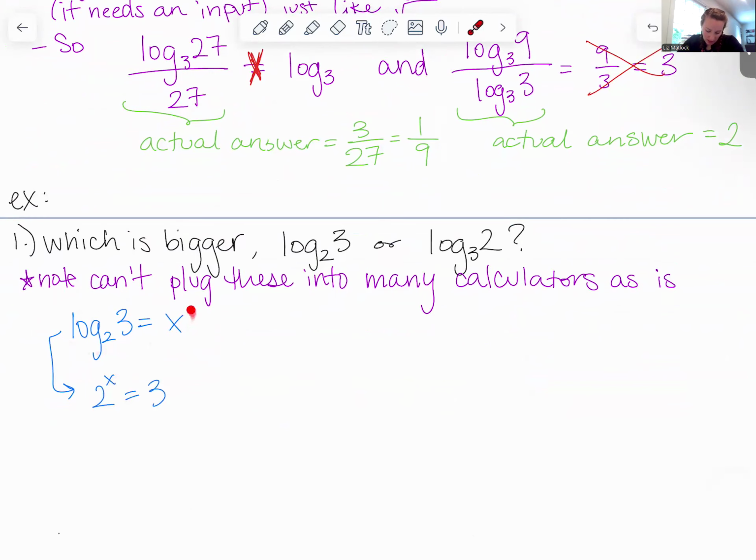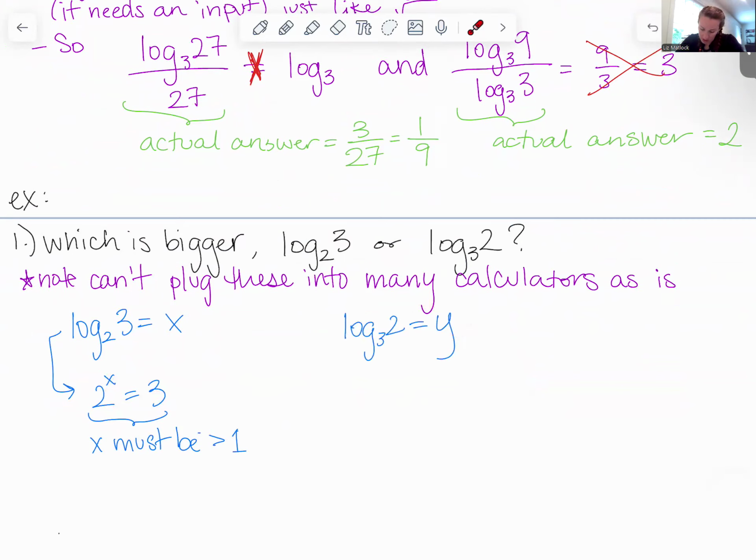So I said that log base 2 of 3 equals x, and I write it in exponential form. So x is going to be the number that I raised 2 to in order to get 3. And this has to be bigger than 1, because if this were equal to 2, then I'd have x equals 1. But because it's bigger than 2, this exponent must also be bigger than 1.